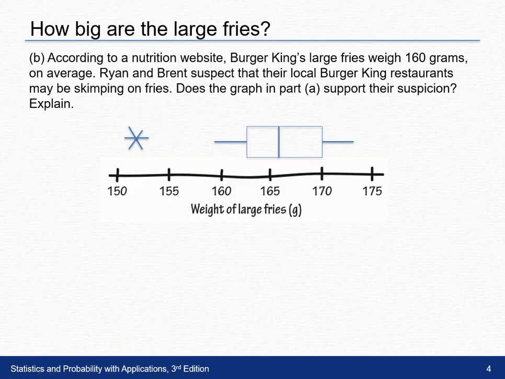In Part B, we're asked, according to a nutrition website, Burger King's large fries weigh 160 grams on average. Ryan and Brent suspect that their local Burger King restaurants may be skimping them on fries. Does the graph in Part A, I've copied it here, support their suspicion? Explain.